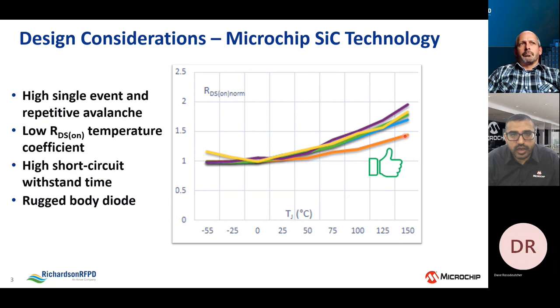We also have a high short circuit withstand time. Our 700 volt family have about 10 microseconds of short circuit withstand time. Our 1200 volt devices are going to be closer to about 2.5 to 3 microseconds. And then a rugged body diode. We do have a rugged and stable body diode. There's no issues with stacking faults or any degradation in the forward voltage or RDS(on). And this has been verified by independent third-party testing.